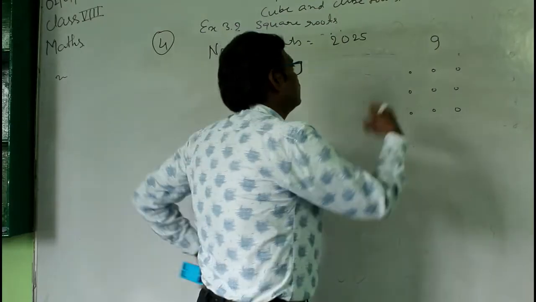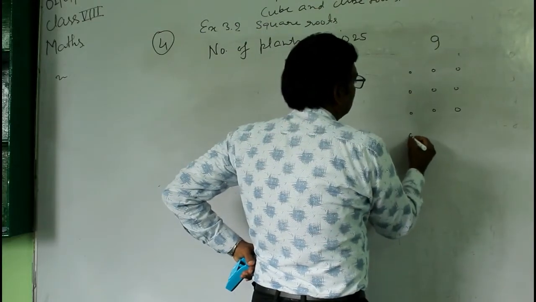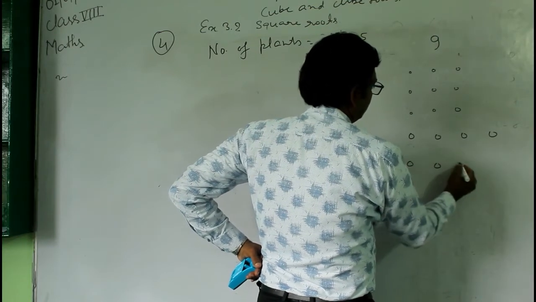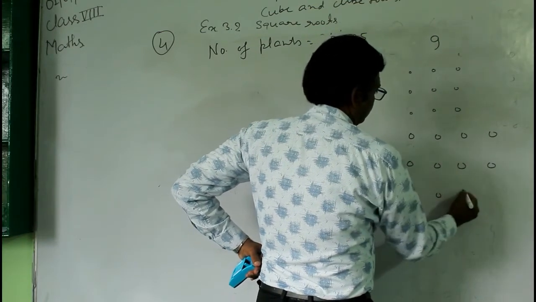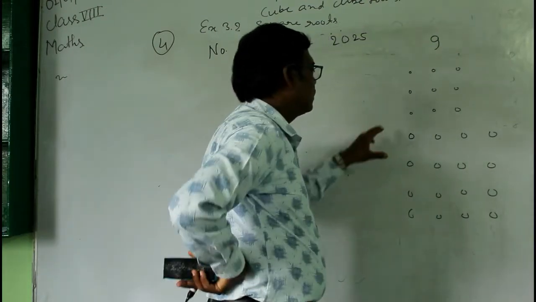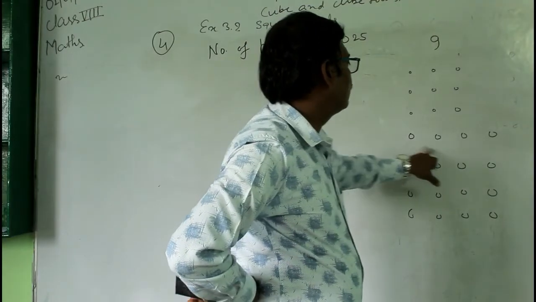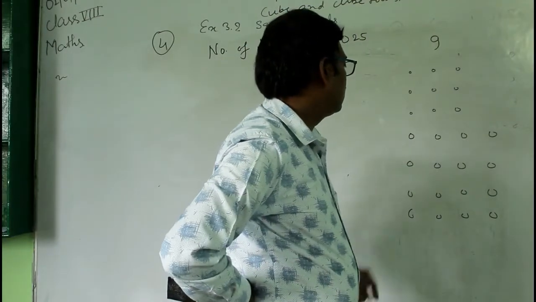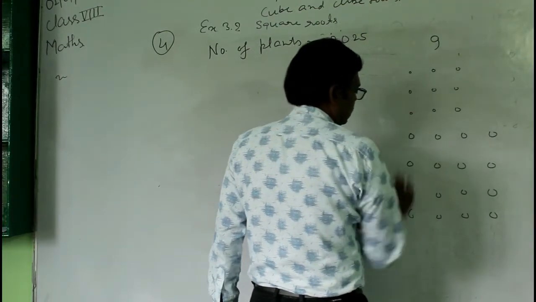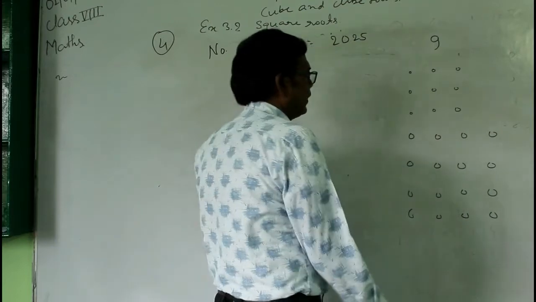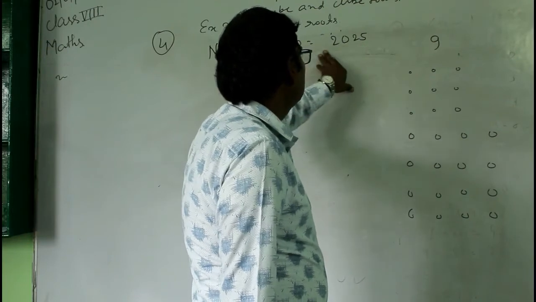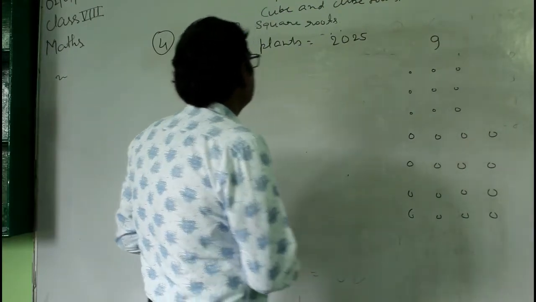Similarly, if you have suppose 16, then you have 1, 2, 3 and 4, and 1, 2, 3 and 4, and 1, 2, 3 and 4, and 1, 2, 3 and 4. That is, if you plant an equal number of plants in each row, then you will get this kind of square. Here 4 plants in this row and 4 also in this, and in this way you will have a square. So here also the farmer has planted like this, but the number is large here. So first find out the square root here.